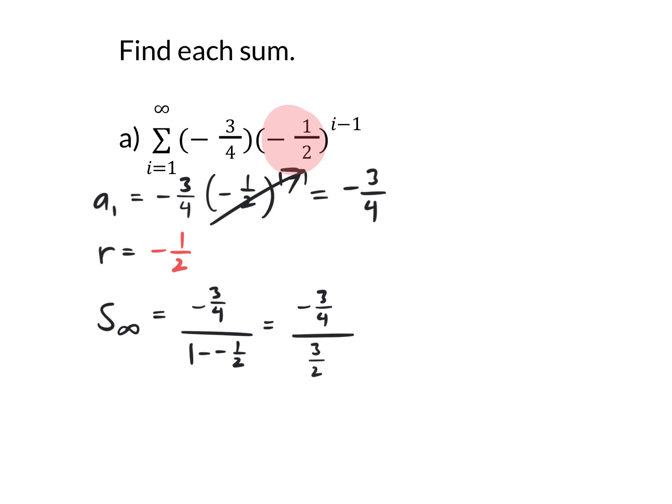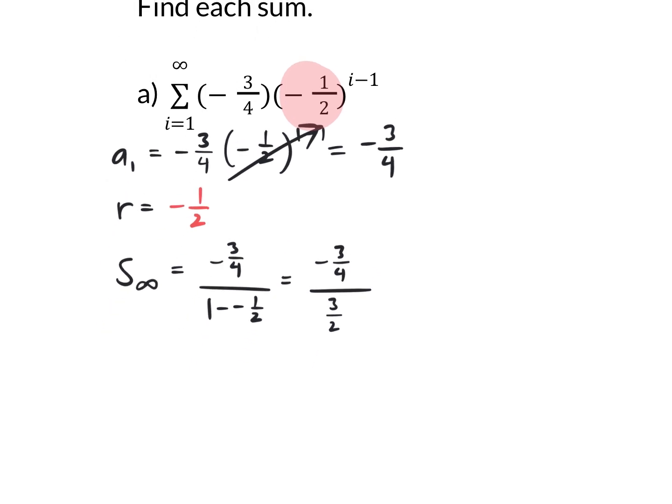So dividing these fractions is the same as multiplying by the reciprocal. So this would be like multiplying by 2/3, which actually just ends up giving me negative 1/2. So if you add all the terms from 1 to infinity of this series right there, you would end up with negative 1/2.